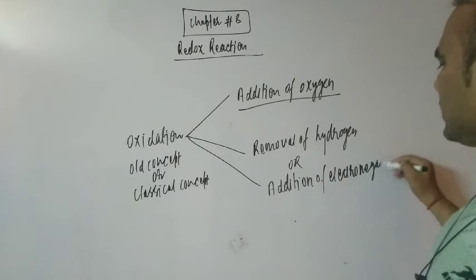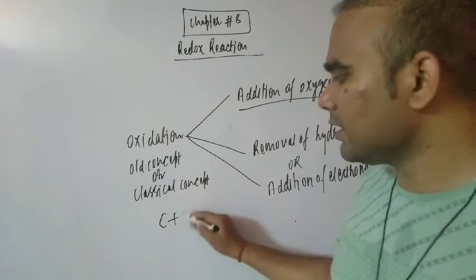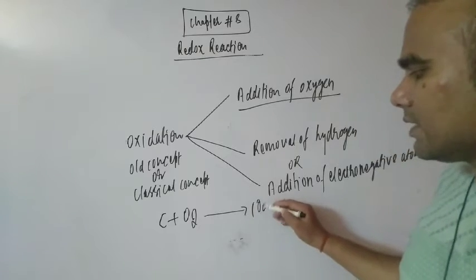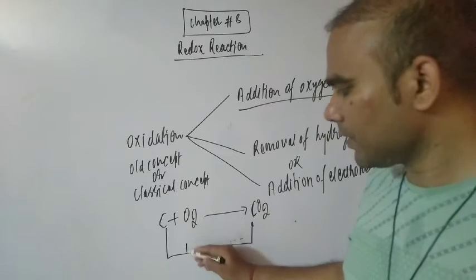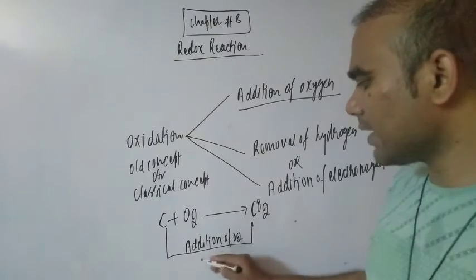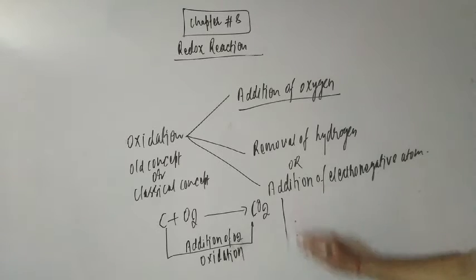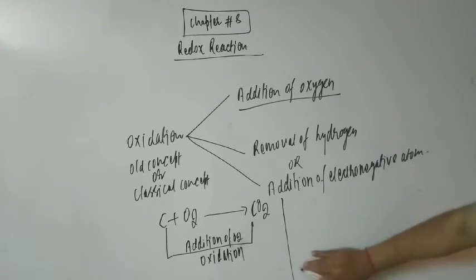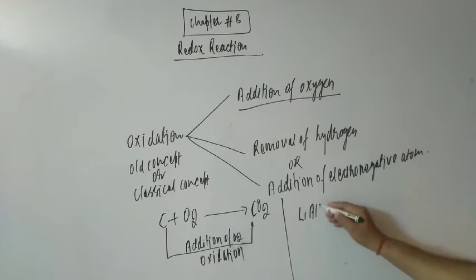For example, suppose I have C plus O2, which gives CO2. Here addition of oxygen is happening, and addition of oxygen is known as oxidation. The second point, removal of hydrogen, is also known as oxidation. Suppose I have a compound, LiAlH4.